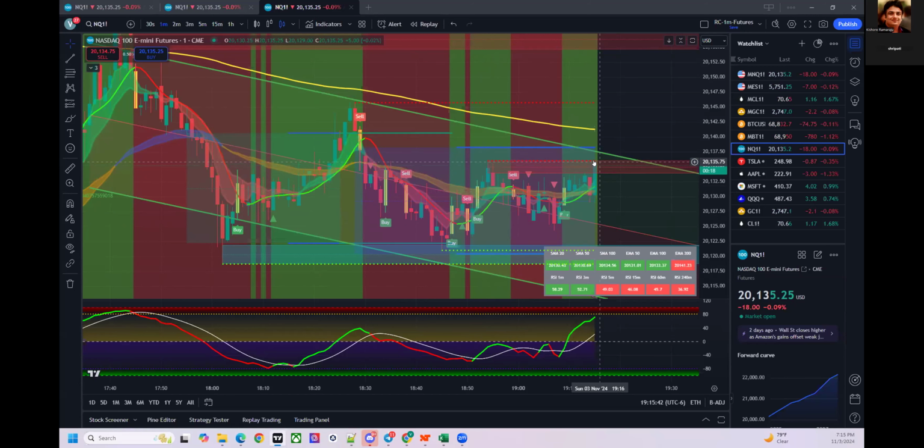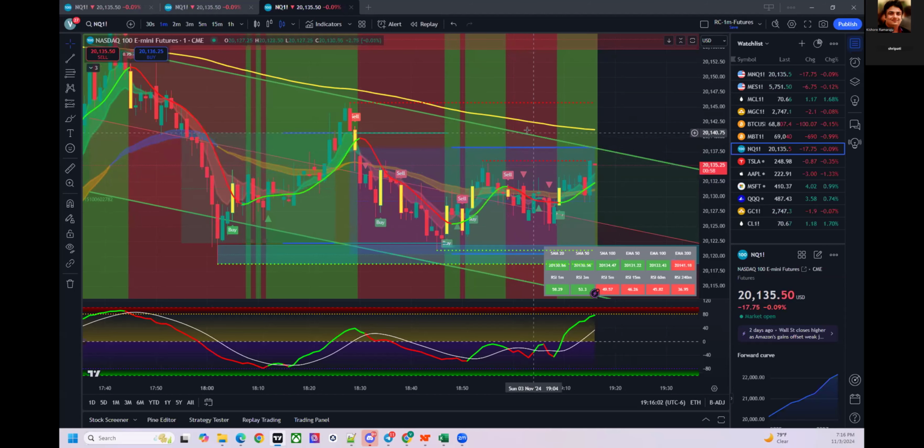Now it's going almost inside that. If it breaks the resistance, then it can go all the way to 2140. There we have EMA 200. If it breaks that, then sometime in the midnight, it can go to 2160. As of now, it is in a consolidation.